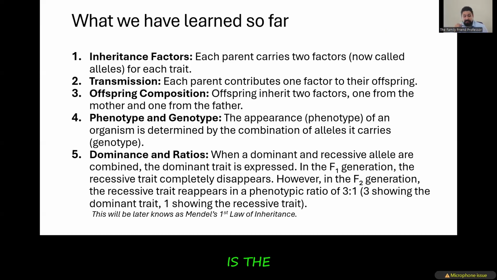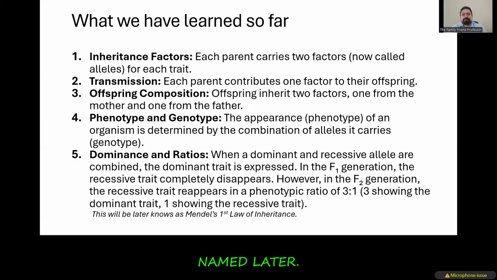And lastly is the dominance, and the ratio. We've seen that when you cross two pure lines, homozygous individuals that differ in one trait, the first generation will be completely dominant and the recessive trait completely disappears. Then in the second generation, you would see a 3-to-1 segregation. This law is called Mendel's first law, or the law of segregation. Of course, Mendel didn't name it Mendel's first law; scientists don't do that. It was named later.